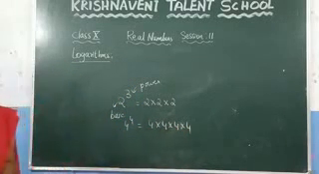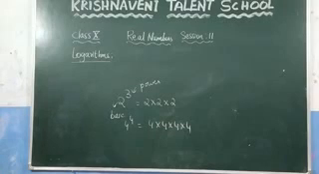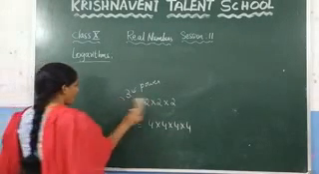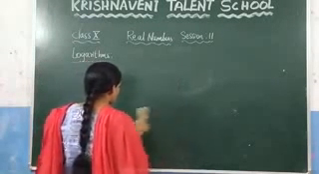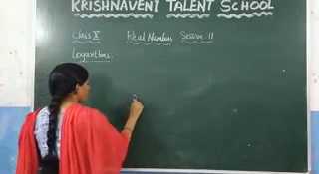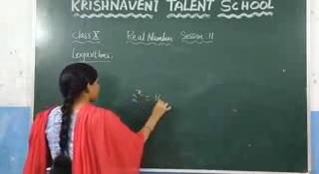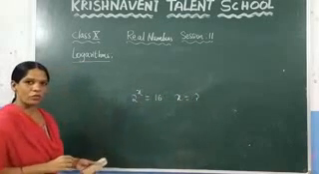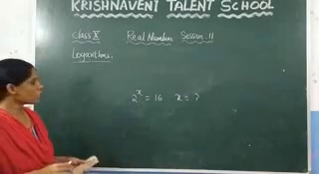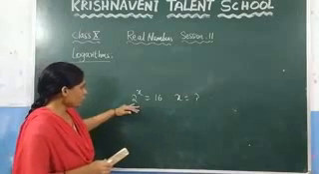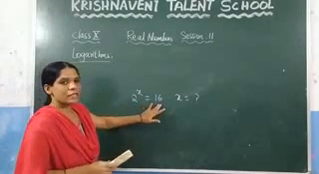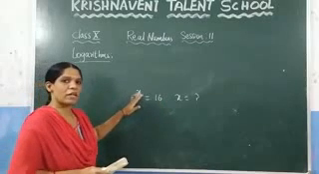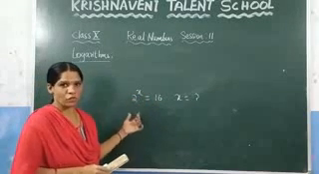And now, suppose you are given 2 power x is equal to 16. Then they ask what is the value of x. So how do you find the value of x here? Just write this 16 in the base of 2, so that you can find the value of x by using the laws of exponents.